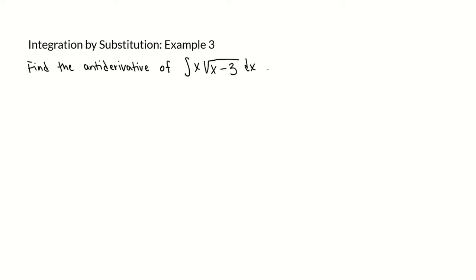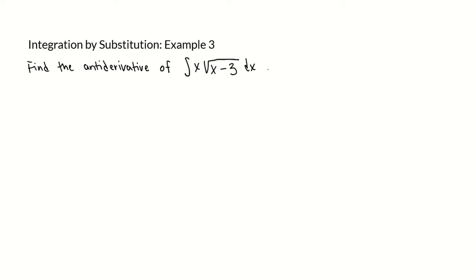Find the antiderivative of the integral of x times the square root of x minus 3 dx. And we're going to find this using substitution. Now this example looks a little bit different from other examples we've seen. And what I mean by that is the two functions aren't derivatives of each other right now.